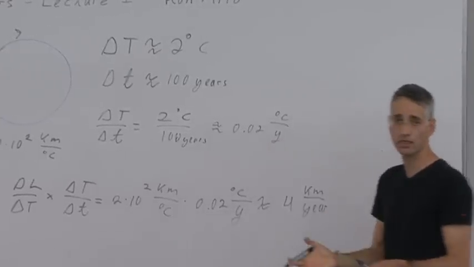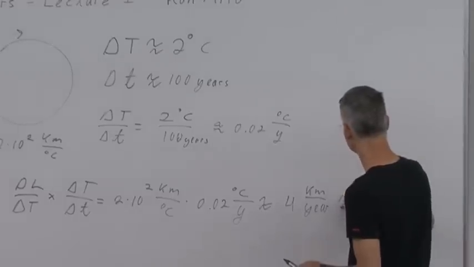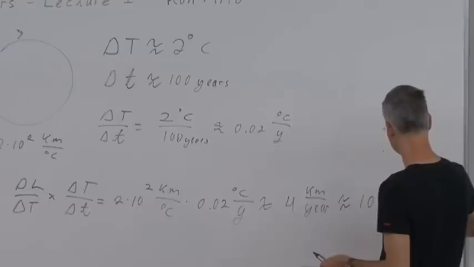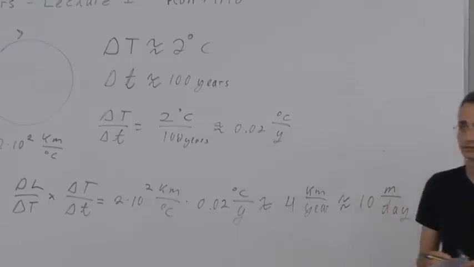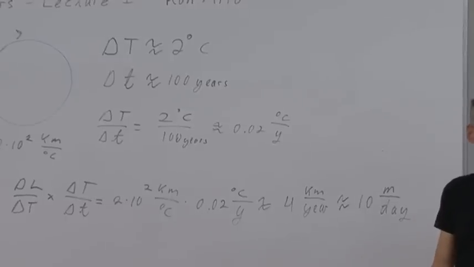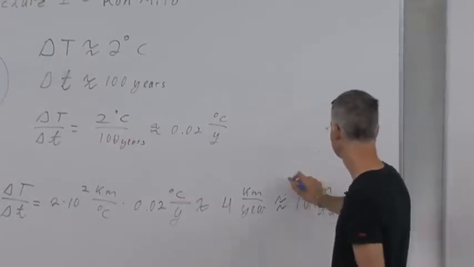Now there are 300 days a year, roughly, or 400 days a year. So that brings me to about 10 meters per day. Okay, so if I want to adapt, and I'm a tree, I need to walk somehow 10 meters a day towards the poles.